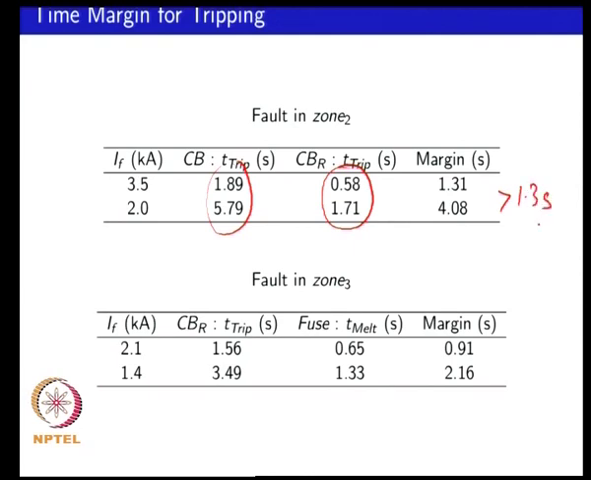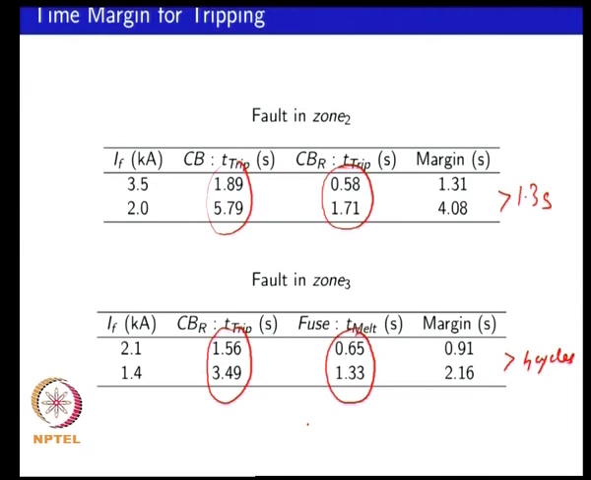Similarly, for a fault in zone 3, your trip time of CBR is of the order of 1.56 to 3.49 seconds, whereas the melt time of the fuse is about 0.65 to 1.33 seconds. So, you have a margin of greater than say 4 cycles. So, it is more than a typical instantaneous trip setting of a circuit breaker. So, you have a lesser possibility of some race condition causing an upstream device to operate when a downstream device should have operated.